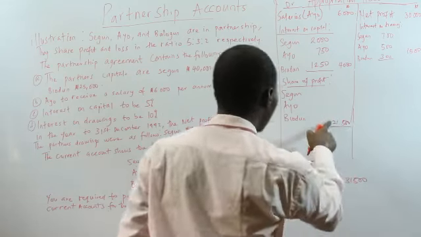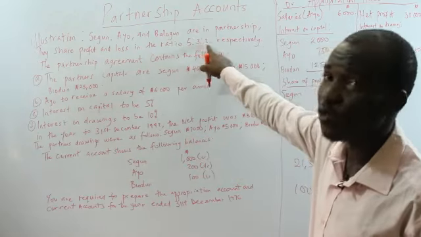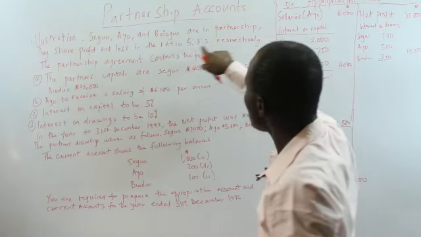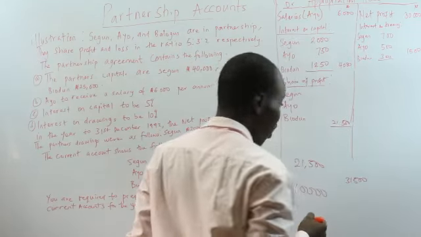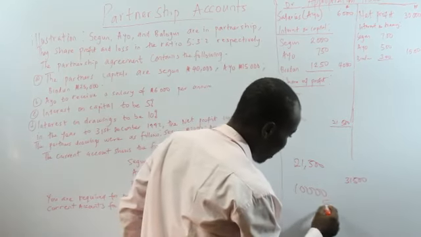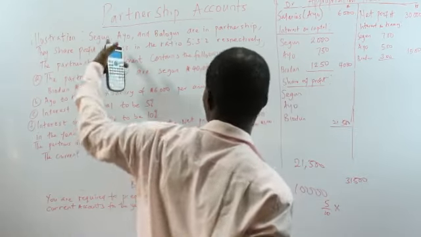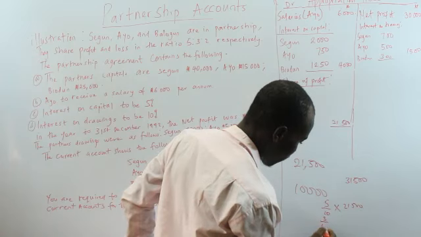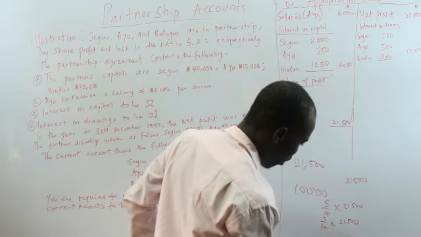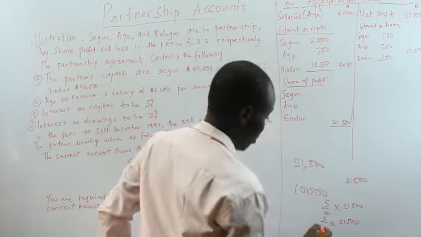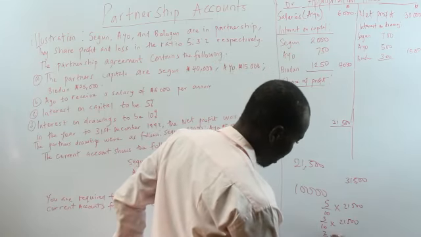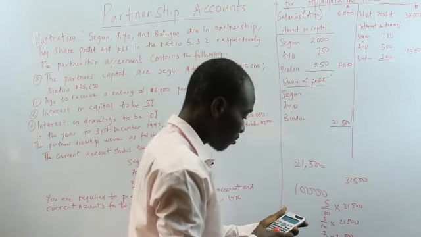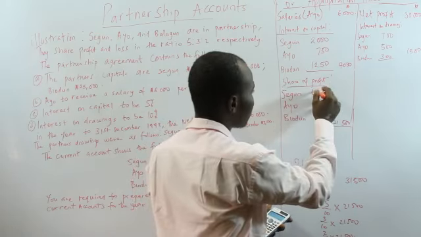And this profit is to be shared in what ratio? 5:3:2. So 5 is to Shegun, 3 is to Ayo, and 2 is to Biodun. The total ratio gives us 10. So Shegun's profit is 5/10 times the profits to be shared, Ayo's is 3/10 times, and Biodun's is 2/10 times. So 5/10 times the profits to be shared gives us 10,750.